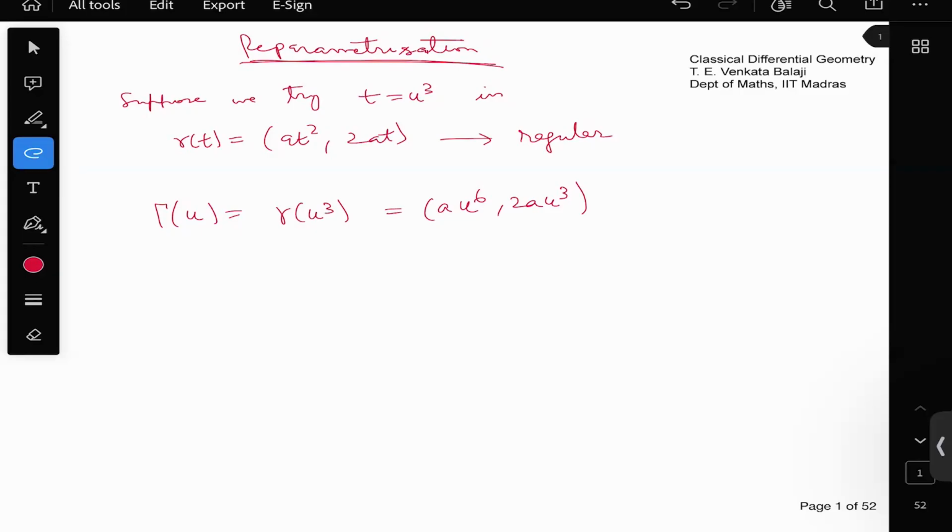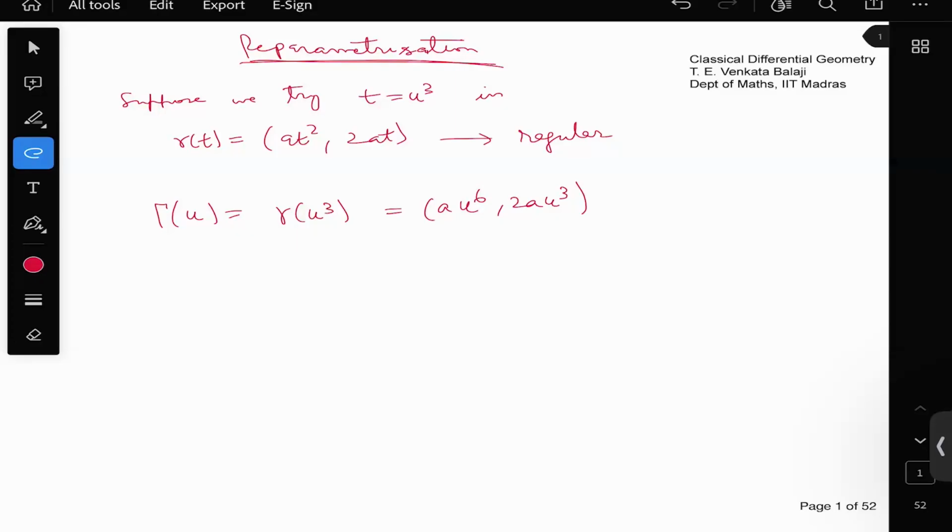The problem with this parameterization is, when you put t equal to u squared, the problem was that first of all you are getting only one half of the parabola. The second thing was, it was 2 to 1. It was not bijective. The third thing was the derivative vanishing. Now things are slightly better.